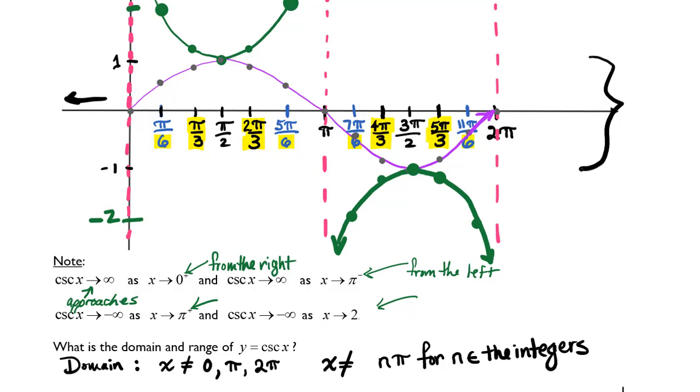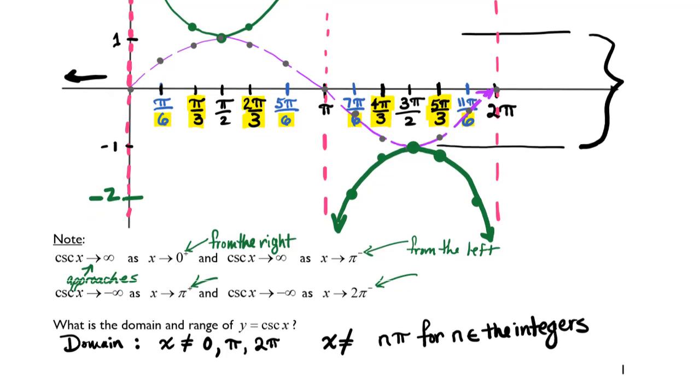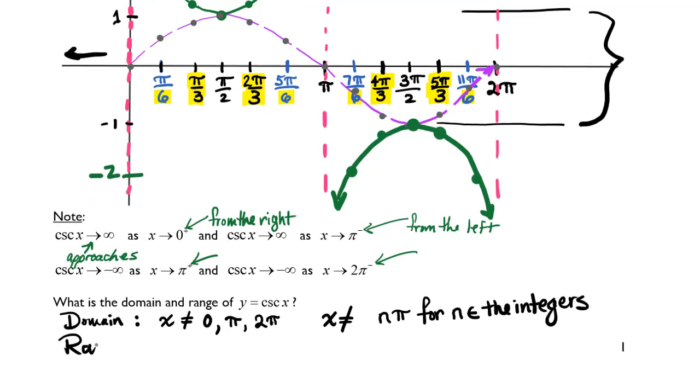Now if we look at the range, we see that there is a gap between 1 and negative 1, where we sketched the sine function, but the cosecant function does not exist in this interval. And so the range of this function is negative infinity to negative 1, including negative 1, union 1 to infinity.